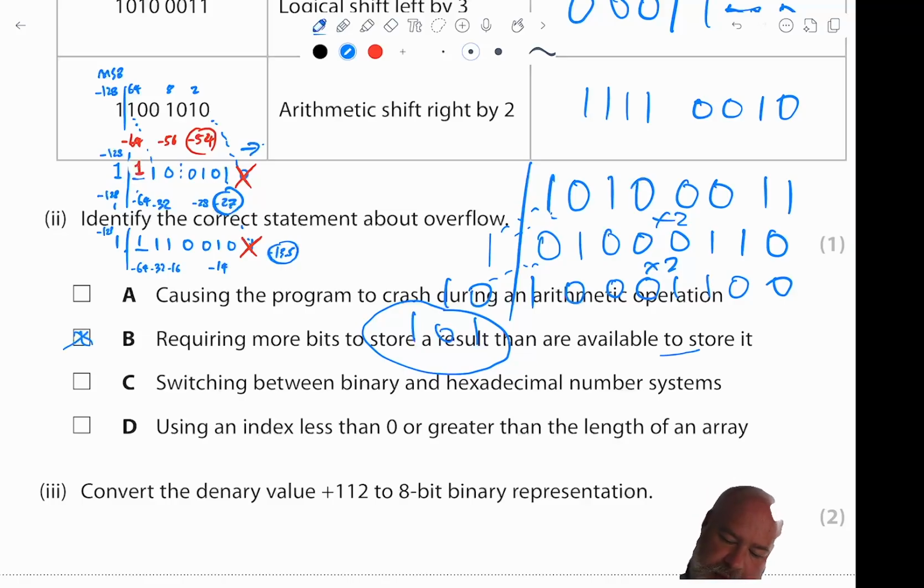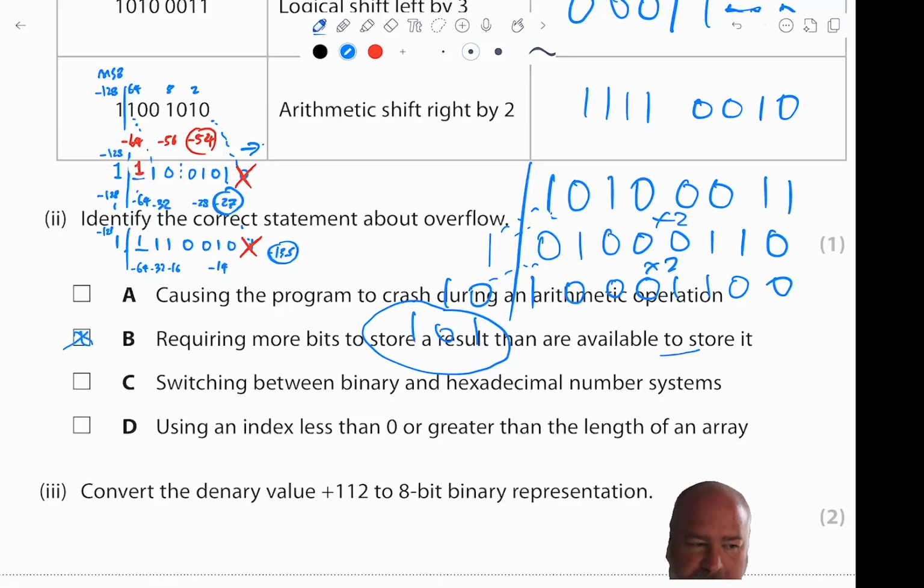Now, technically speaking, you might cause a program to crash during an arithmetic operation. There's a famous example of a rocket that was meant to use 16-bit numbers, and one of the systems was 8-bit, and so it couldn't add the two numbers properly together or something like that, and as a result there was a crash in space.